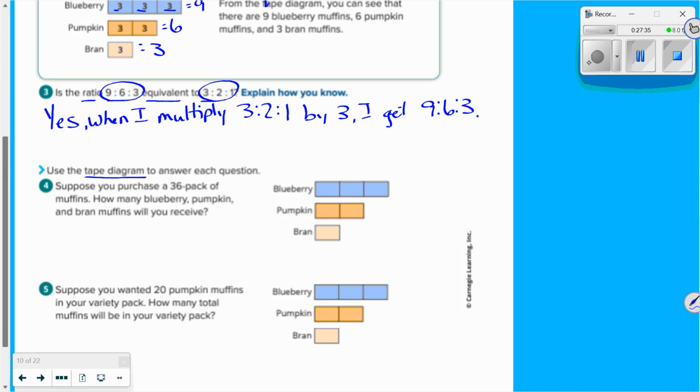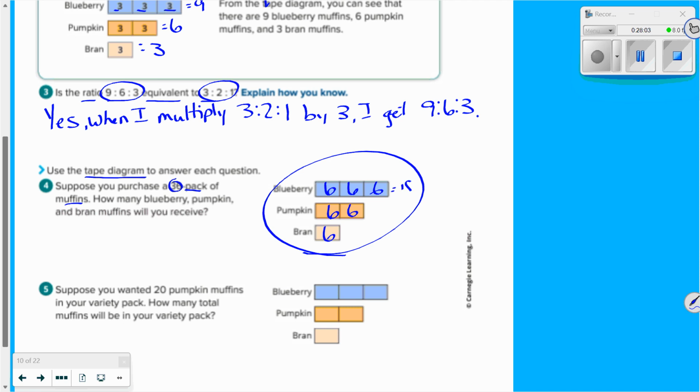In this case, it's a 36 pack of muffins. So what we call a total, right? So I have to look at my total boxes. How many boxes do I have? 6. 36 divided by 6 is a ratio constant of 6. Meaning every box gets a 6. The whole idea on the ratio constant. Okay? So now I say I have 3 6s, that means blueberry. 2 6s means pumpkin. 1 6 means there's 6 bran.